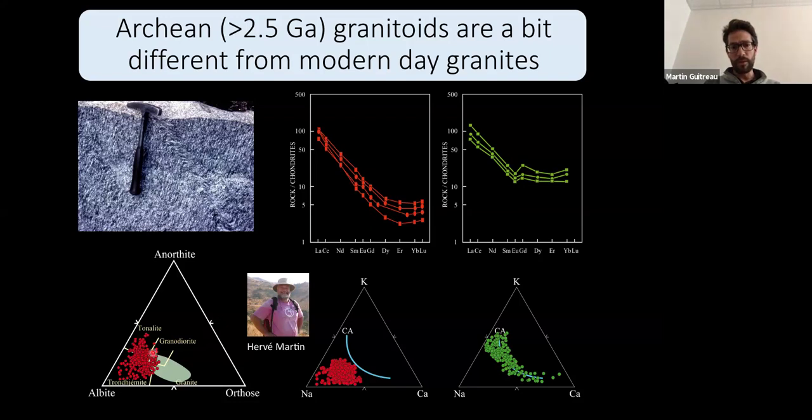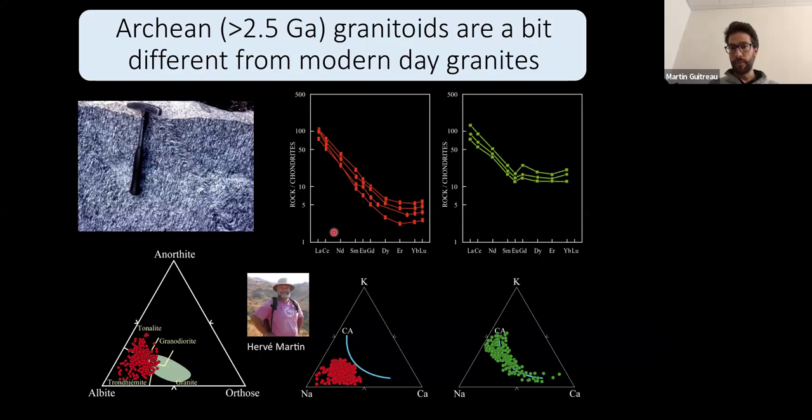So these TTGs are sodium rich, and they're essentially composed of plagioclase, which is oligoclase, so close to that albite end member. And when you look at these normative diagrams, you can see in green the post-Archean granitoids, and in red the Archean granitoids, those so-called TTGs. And CA is for the calc-alkali trend. So this is the type of evolution that these granitoids will show. So as I said, these Archean granitoids are sodium rich.